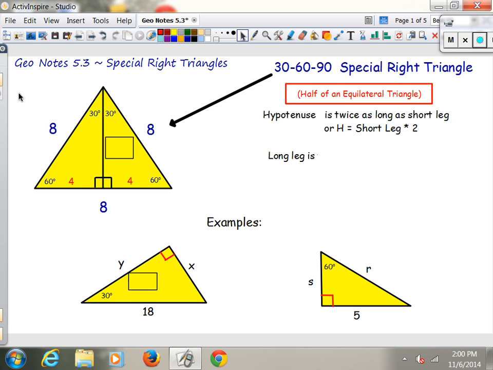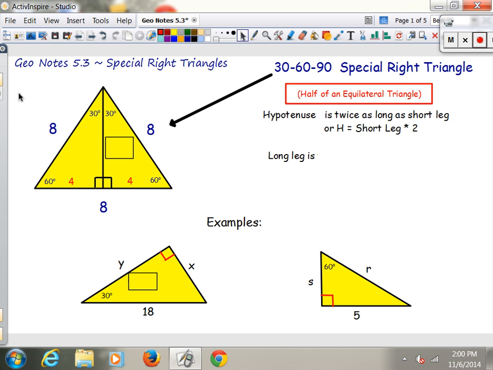So my short leg, now notice it's 4. And what does my formula say? Short leg times 2 equals hypotenuse. What if I took the 4 and times it by 2? I get the hypotenuse. Isn't that the hypotenuse? So the formula does work in this equilateral triangle. You take this short leg, you double it, you get your hypotenuse.